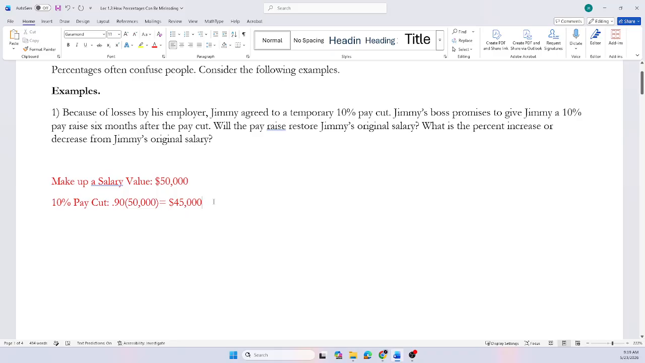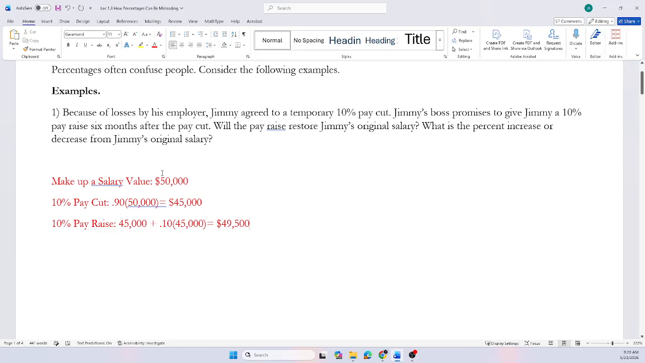Now, here's the kicker. He's going to get that 10% pay raise. The catch, though, is that it's a 10% pay raise applied to the $45,000. So he's going to have that $45,000 salary plus 10% of the $45,000. That will come out to $49,500. And we can already see that that is less money than what he started off with.